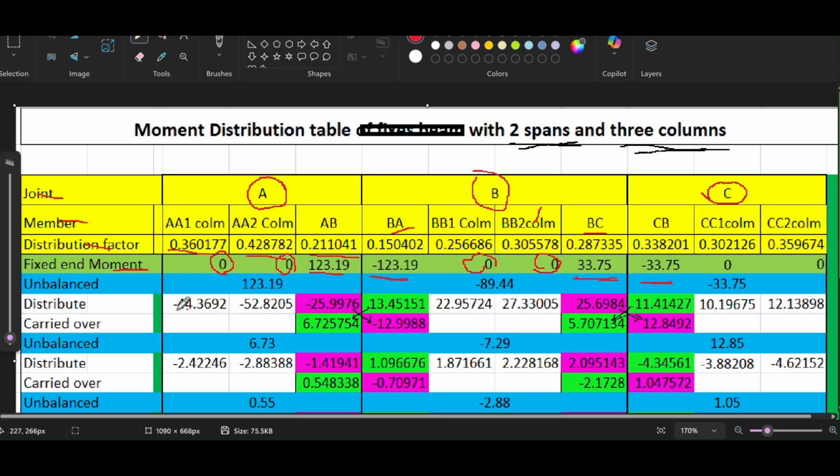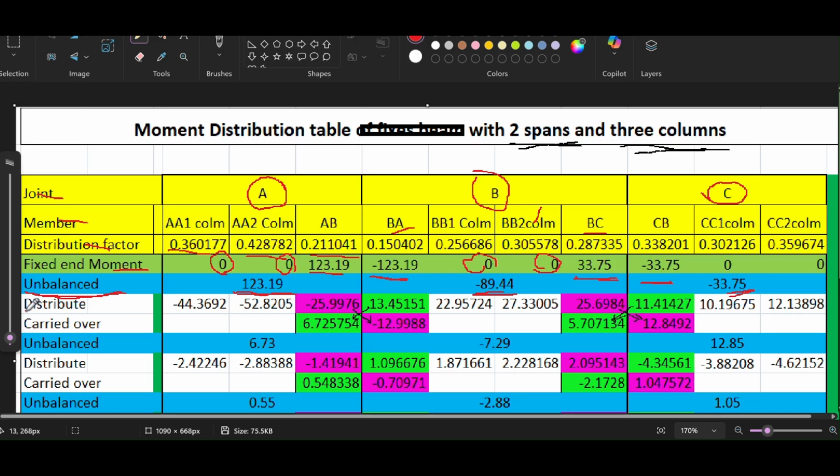Okay, next we are coming to the calculation. First calculation, first line, we are using the unbalanced moment. How to calculate the unbalanced moment? Add the three moments in the same joint. That is called the unbalanced moment. 0 plus 0 plus 123.19 is this much. As far as B is concerned, minus 123.19 plus 0 plus 0 plus 33.75 is this much. Similarly for C, you write with sign. The sign is more important. Without forgetting the sign, you put the sign there.